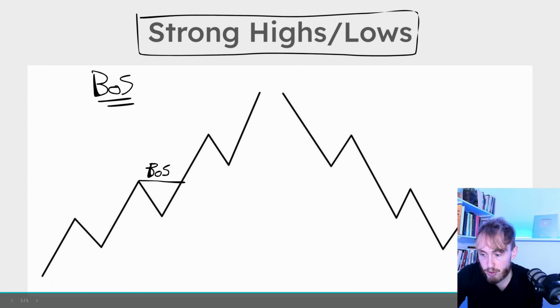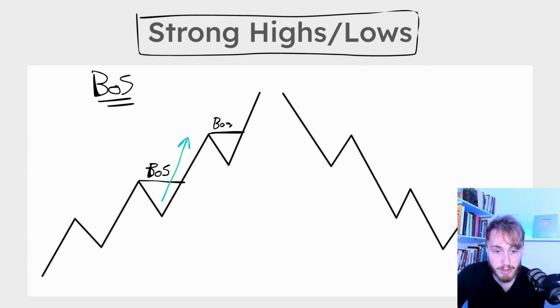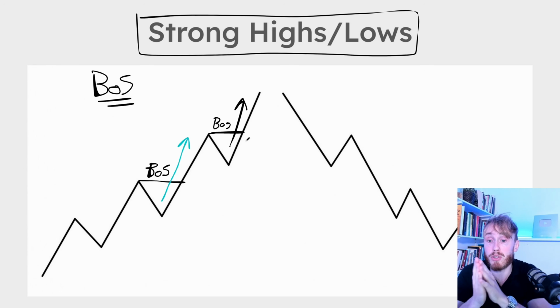But in very simple terms, a break of structure occurs when the price breaks to a new high in an uptrend. So for example, right here, you can see that the price pushes to a new high in an uptrend. So this is a break of structure. Another example of a break of structure is right here. This is a break of structure because this is where the price pushes to a new high. So in an uptrend, a break of structure is when the price pushes to a new high, but the opposite is true in the downtrend.